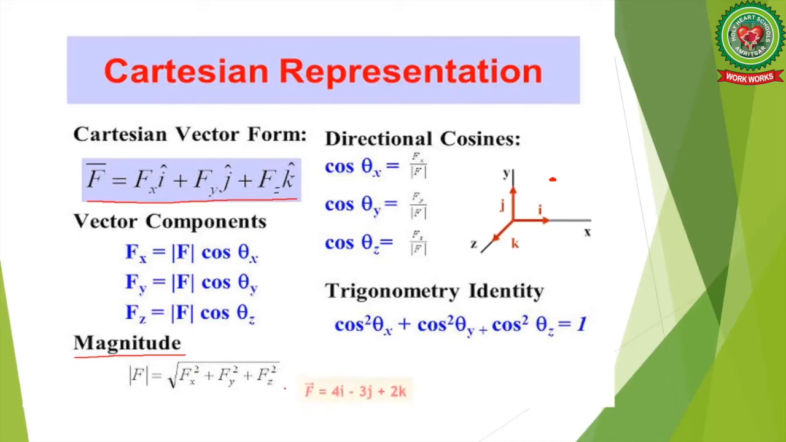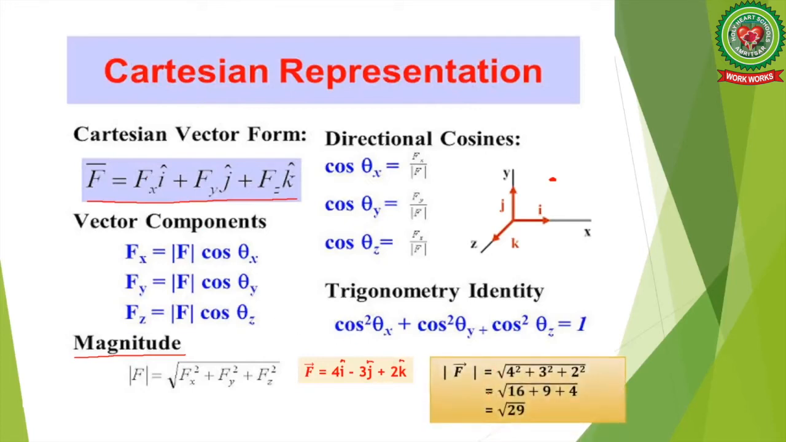Let us take an example. Suppose F vector is equal to 4i cap minus 3j cap plus 2k cap. Remember, cap should be there; due to typing somewhere they have not typed cap here, but cap is always there. Now how can you find its magnitude? Magnitude is equal to, see the formula, Fx square plus Fy square plus Fz square. Here 4 is Fx, minus 3 is Fy, 2 is Fz. So 4 square plus 3 square plus 2 square under root comes out to be 16 plus 9 plus 4, and the answer is under root 29. This is the way you can find the magnitude of any vector.